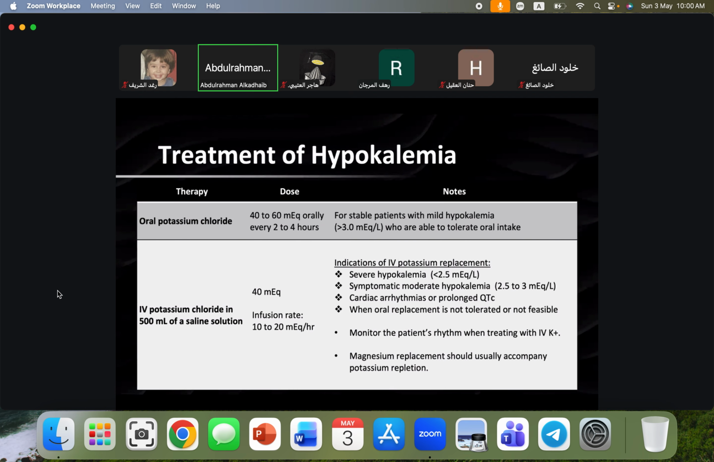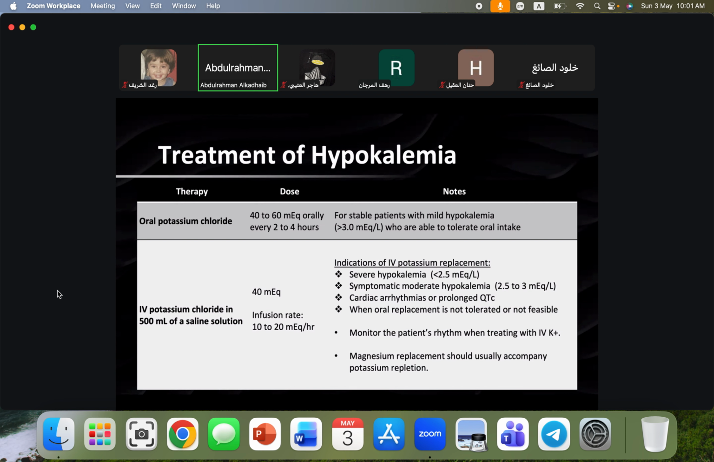Okay, let's talk about the treatment of hypokalemia. It really depends on the severity of hypokalemia and whether the patient tolerates oral intake or not. In cases of mild hypokalemia, and if the patient tolerates PO intake, we usually go for the oral potassium chloride replacement. And we can actually discharge the patient on the oral potassium replacement.